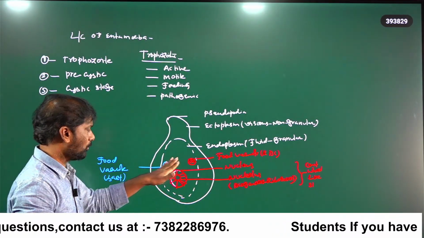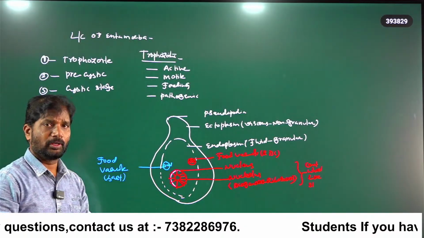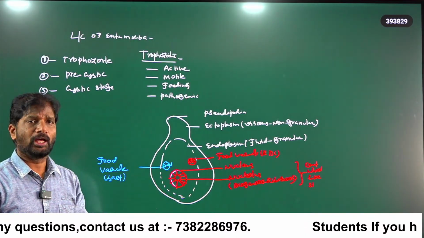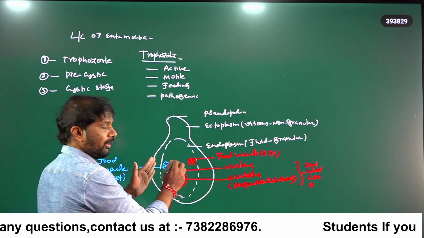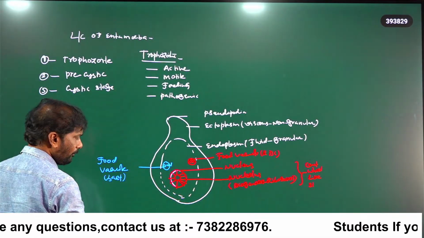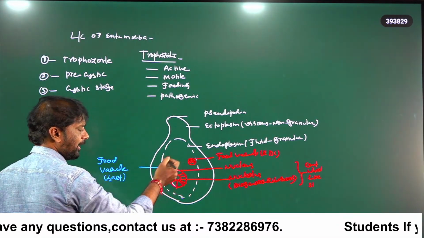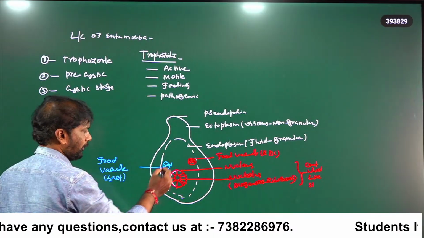So here there are 2 types of food vacuoles present. Along with these food vacuoles, glycogen granules are also present.